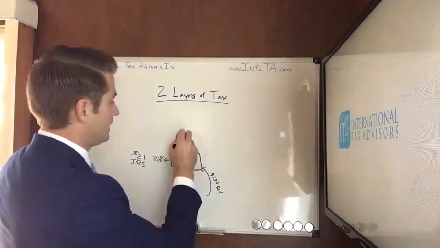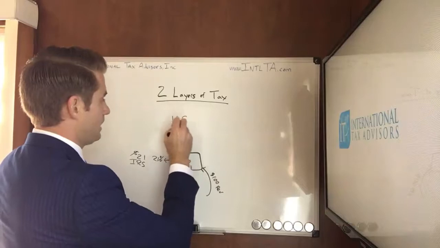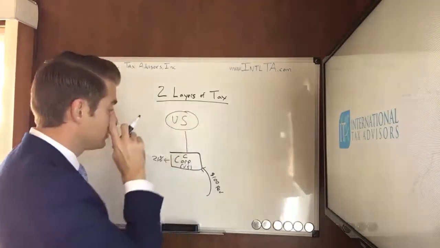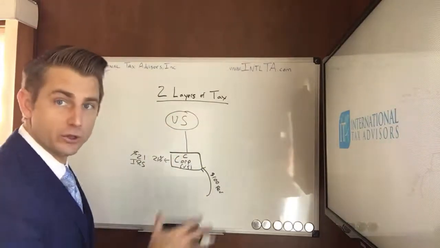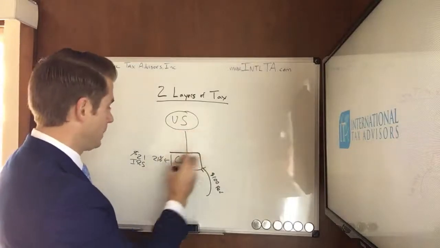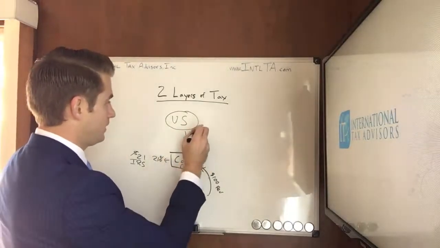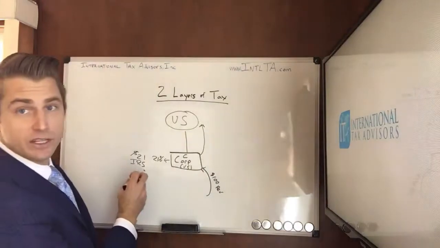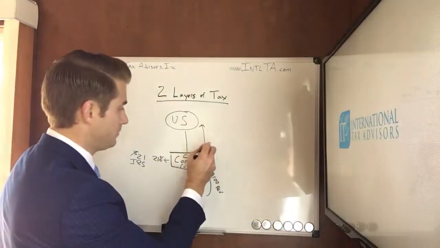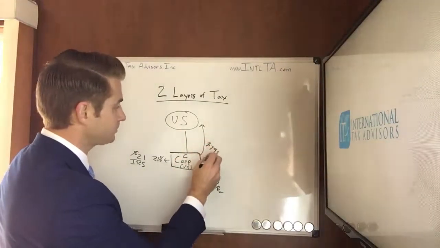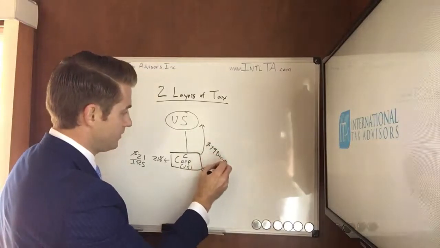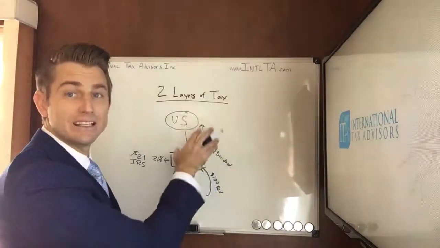Now here's where the second layer of tax comes in, as these corps are typically owned by shareholders. If the shareholder is an individual, when that corporation makes a dividend, and now it only has $79 to distribute up after paying taxes, that $79 dividend is subject to a second layer of tax.